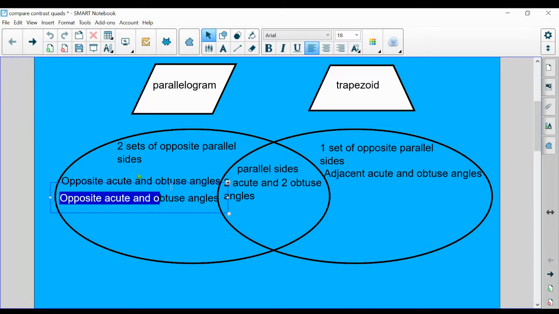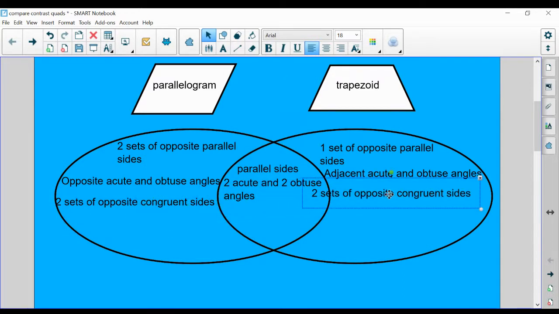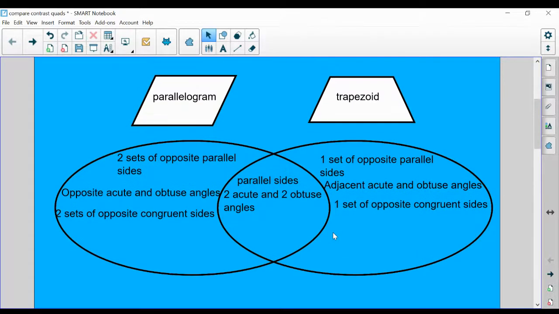Maybe we'll just change the whole wording. So two sets of opposite congruent sides. I'm talking about the side lengths. And we can talk about the trapezoid like we pointed out. One set. Let's change that to one set and take off my plural S, and boom, one set of opposite congruent sides.